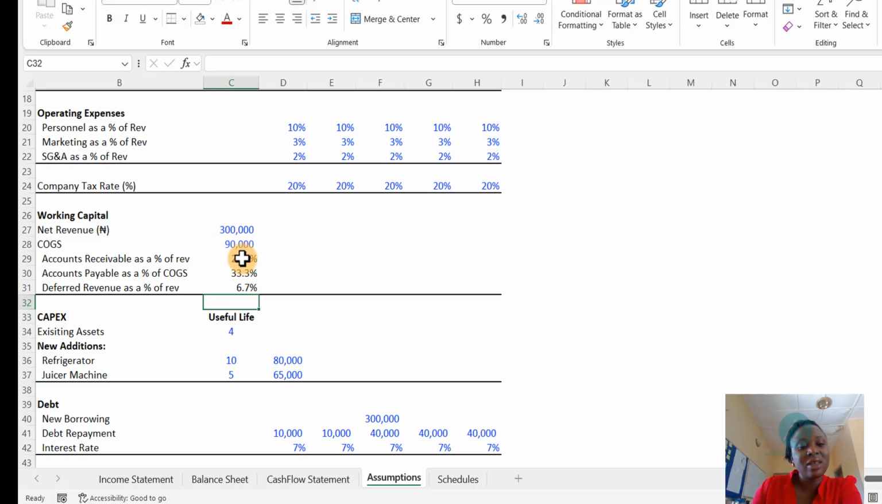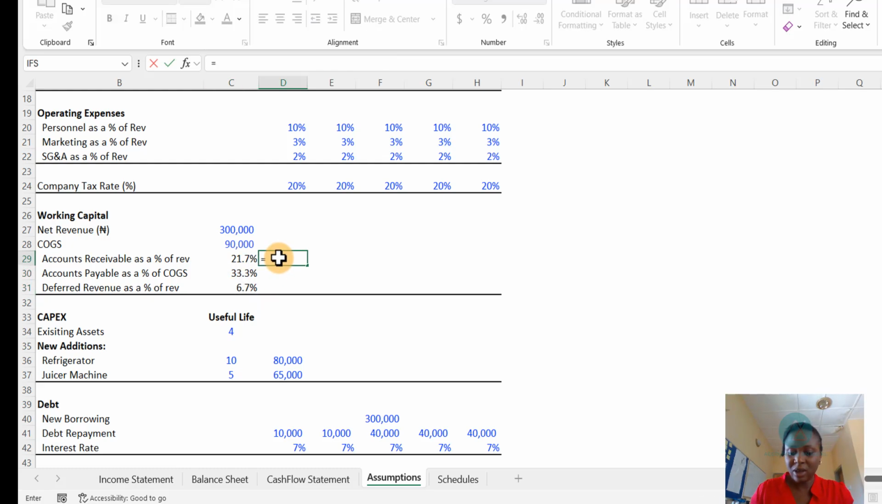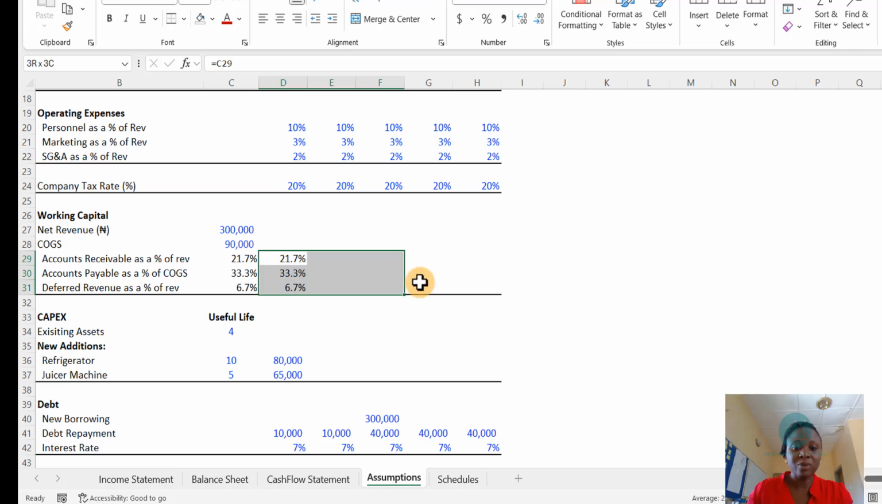So with this percentage, we're going to use it to compute, to just copy. So it's going to be the same thing all through. So we can just say this and this and this. So it's going to be the same thing. So this is what we'll be using to compute the account receivable and the account payable.